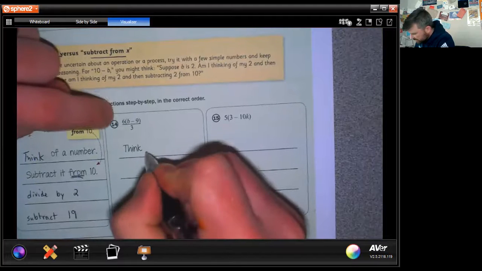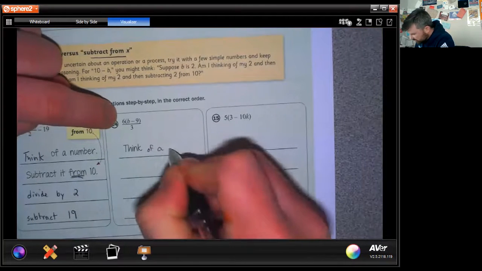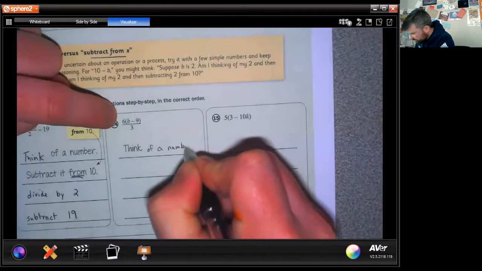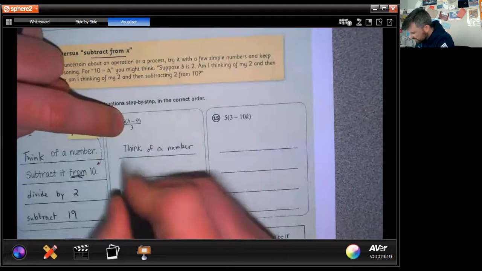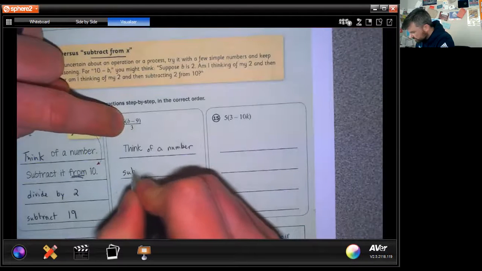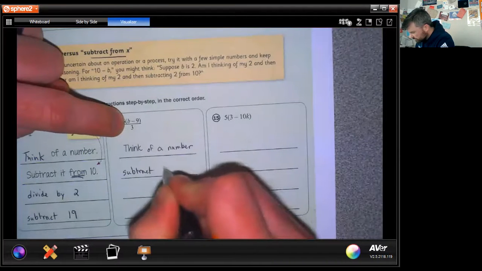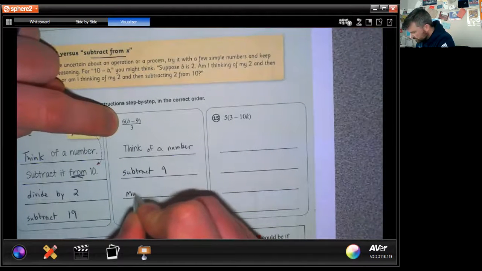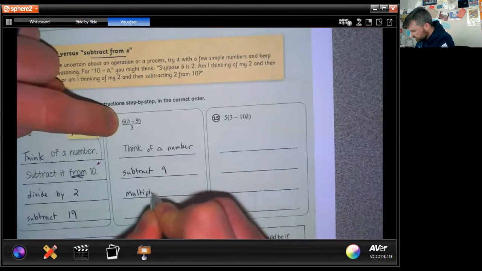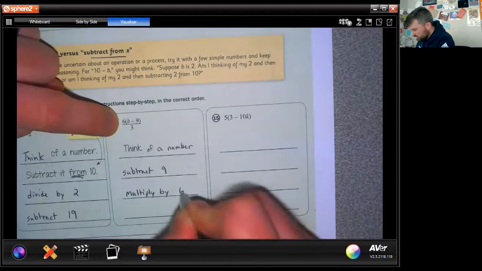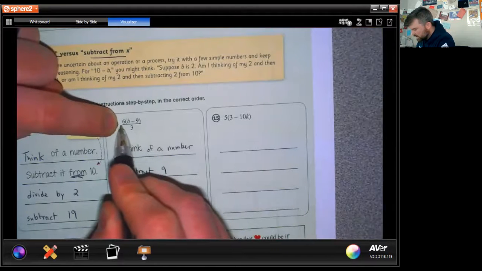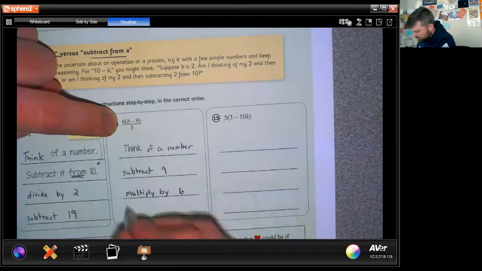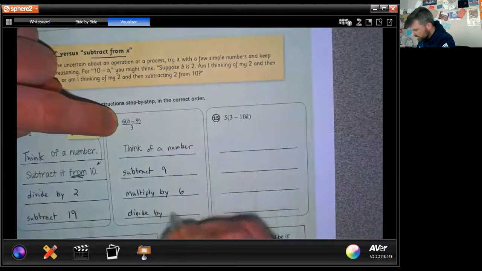Okay, here we have think of a number, subtract 9, multiply by 6. Okay, I know to do that first because this division goes over the whole thing. So that division has to be last. Divide by 3.